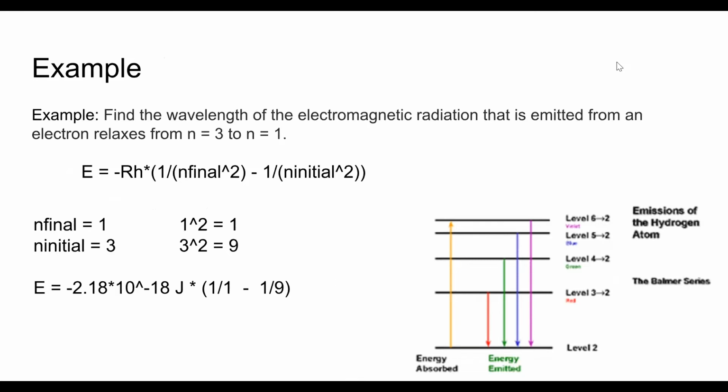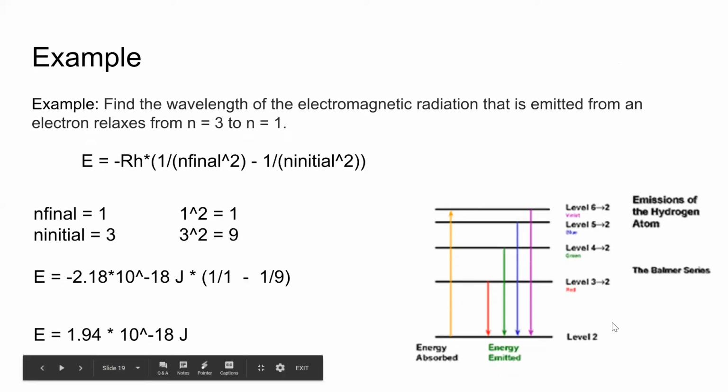So here's your equation. We know that n final is equal to 1 and n initial is equal to 3. 1 squared is 1 and 3 squared is 9. We plug that into our equation, and we end up getting E is equal to 1.94 times 10 to the negative 18 joules.